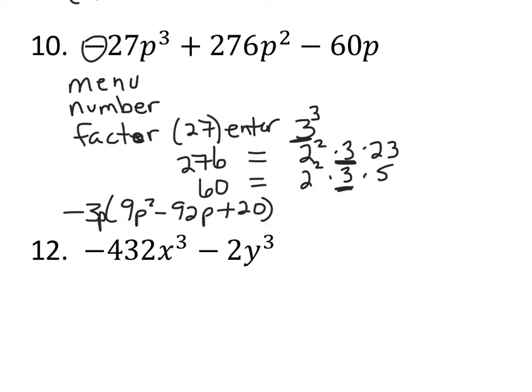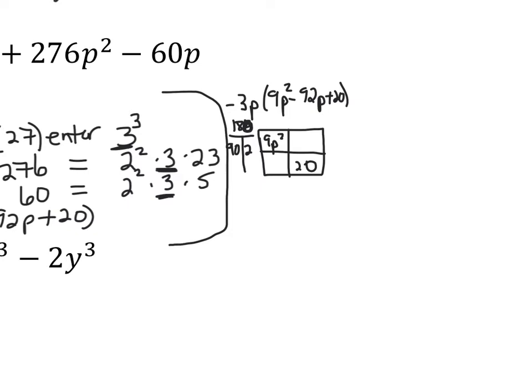So I'm going to move the screen over a little bit so I'm going to factor it over here on the side. Okay, so I've done quite a lot of work here. You can see that I've rewritten the problem right here, negative 3p times 9p squared minus 92p plus 20. Now I had to multiply the 9 times the 20 to get this 180 right here. And I needed to find the factor pair that adds to give me a negative 92. Well, 90 times 2 is going to be 180, and negative 90 plus a negative 2 is going to give me a negative 92. So I'm going to write those here in these boxes right here.